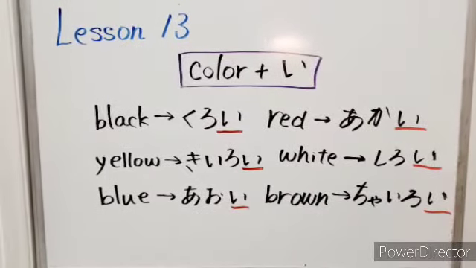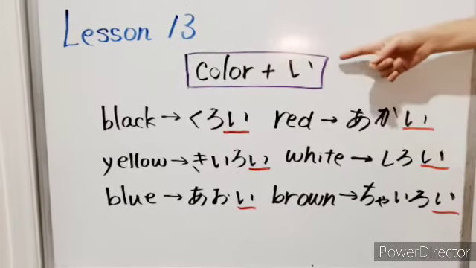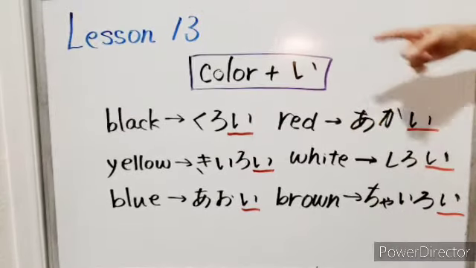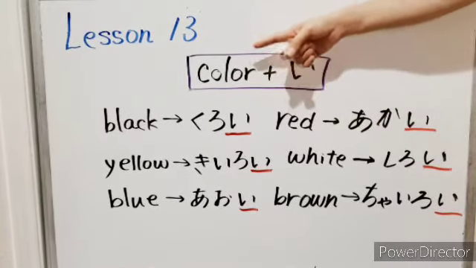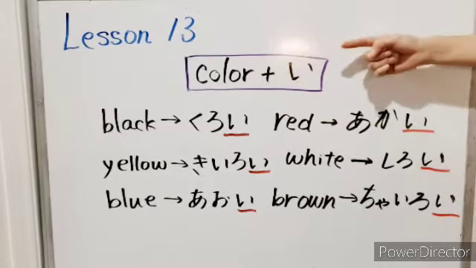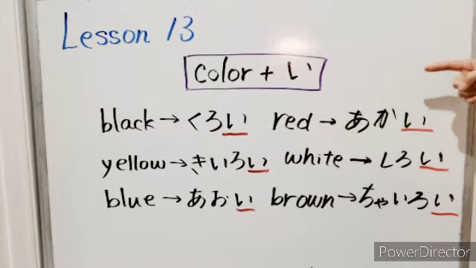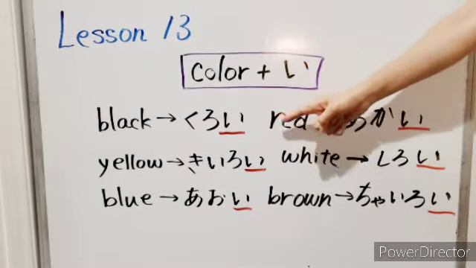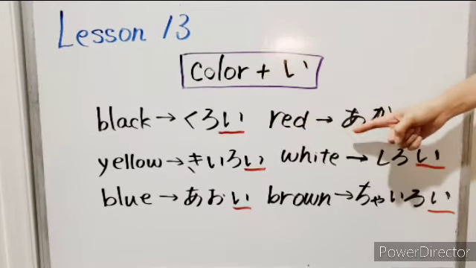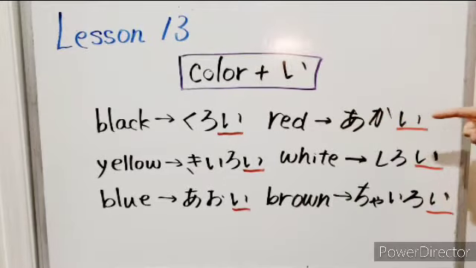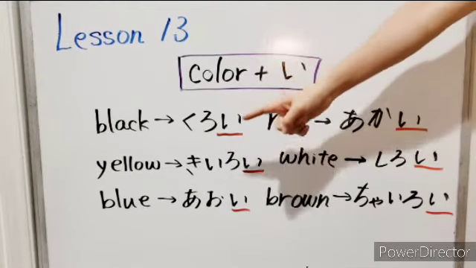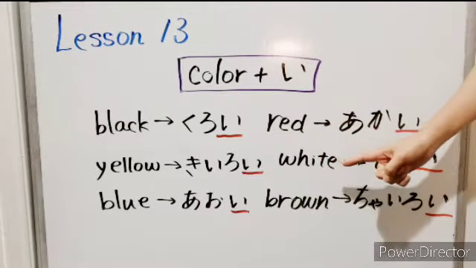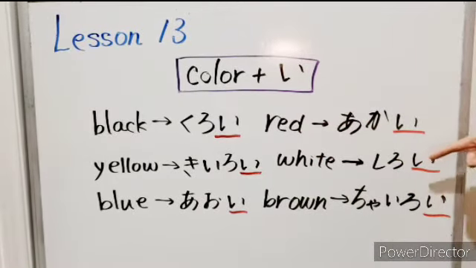Please note that you can use い only when you describe the color of these objects. Black, 黒い. Red, 赤い. Yellow, 黄色い. White, 白い. Blue, 青い. Brown, 茶色い.